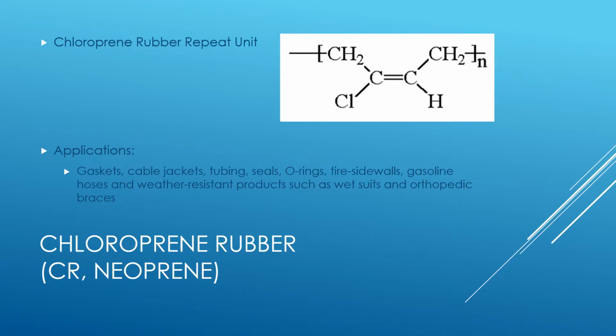Here is chloroprene rubber, and as you can see, the structure again is on the screen, the repeat unit. So chloroprene rubber is also commercially known as neoprene, which is a trademarked name. It's a very good polymer for chemical resistance and weathering resistance, which makes it very good for some of the applications like gaskets and O-rings and gasoline hoses.